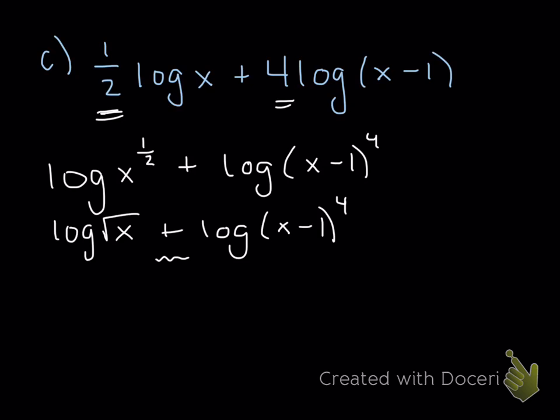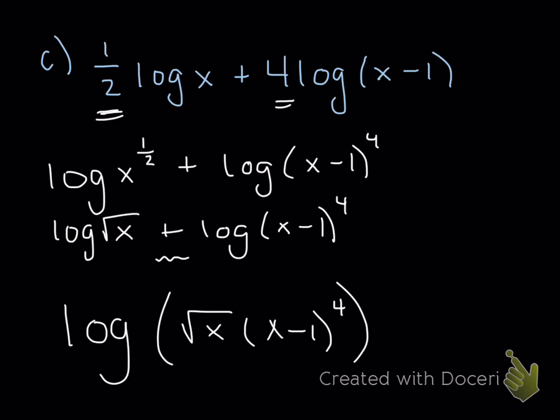And now the next thing we're looking at is the plus sign. So that condenses with multiplication. So I write one log, and this becomes the product of the square root of x times x minus 1 to the 4th power. And that's as far as we would go for that one.